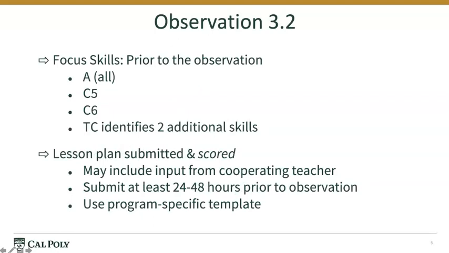For observation 3.2, a lesson plan will be submitted at least 24 to 48 hours in advance. The university supervisor will review and score the lesson plan prior to the observation. The prioritized skills of A1 through A6 will be evaluated, along with C5 and C6. The teacher candidate will select 2 additional skills from domains B, C, and D. The next slide reviews the A skills.